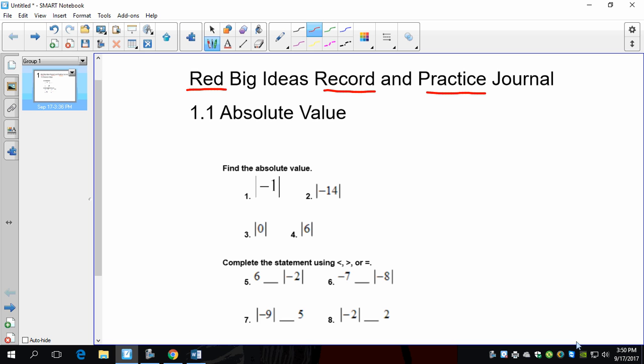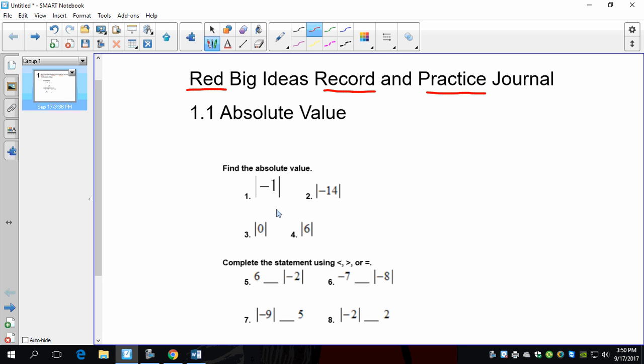Now, I do apologize. I'm just trying to figure out some technology stuff here, but some of my fonts are a little bit off because I'm cutting and pasting, but I figure that's better than me actually having to draw it out. Absolute value. It says find the absolute value.